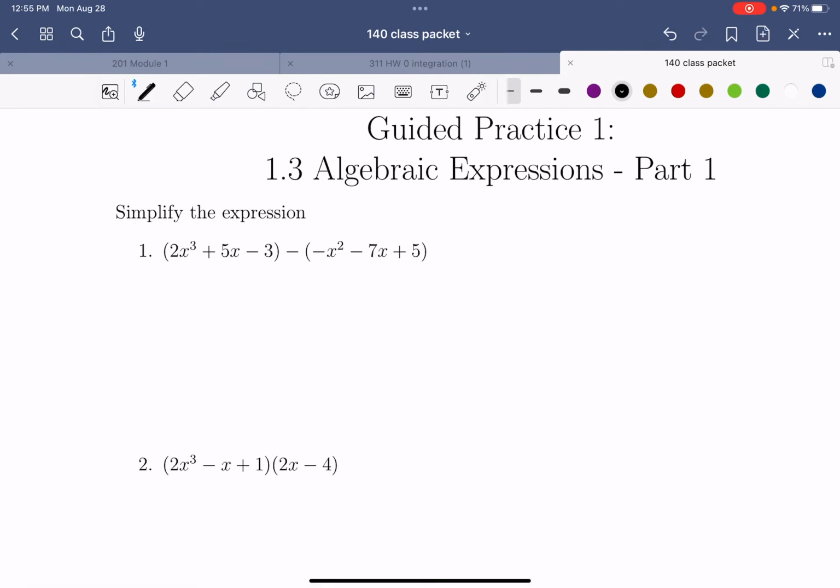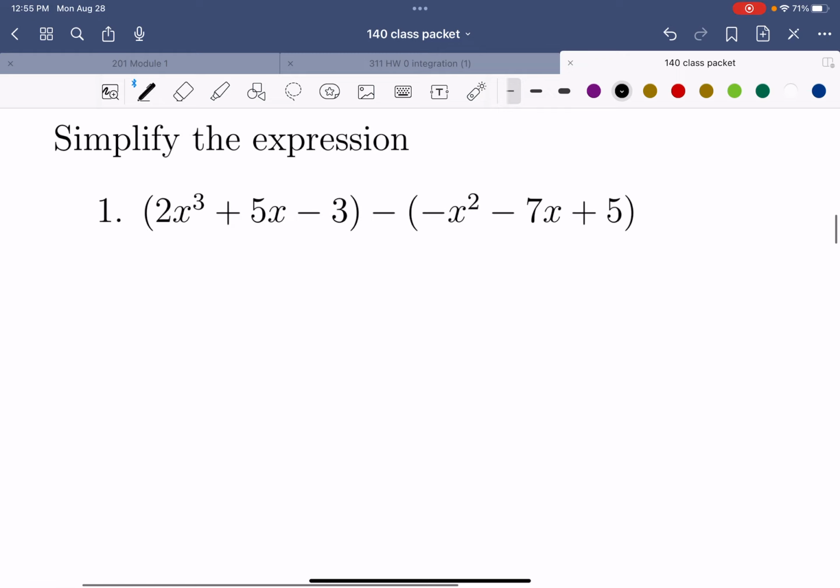Hi all, this is the guided practice 1. So we are in section 1.3, the first part, and we're going to go through some examples of simplifying some expressions. So our first one here is a subtraction problem.